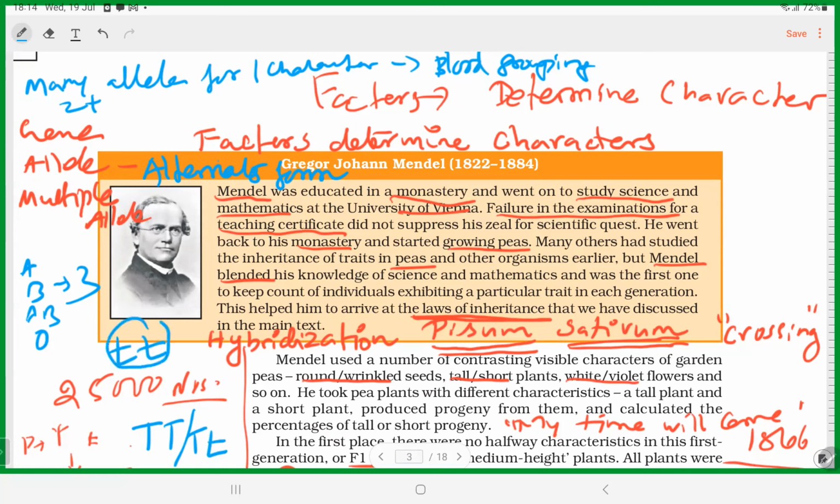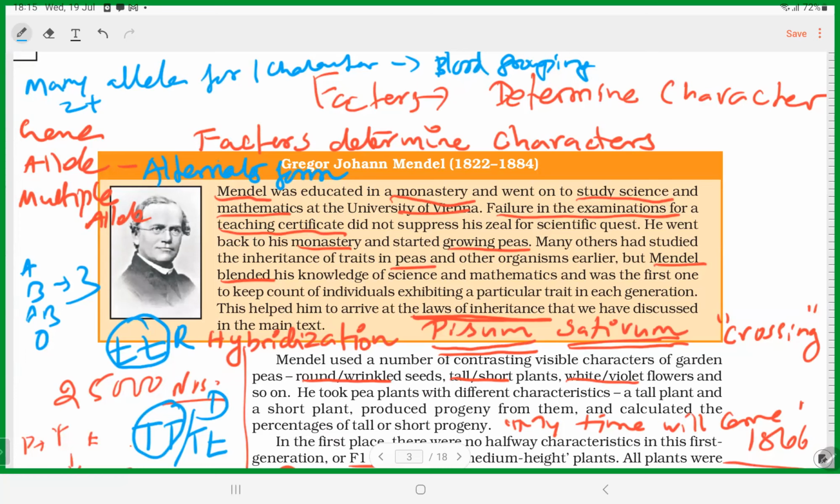Homozygous. Dominant or recessive? Recessive. Very good. So this is homozygous dominant. This is recessive. Recessive dominant. This is heterozygous. Can you understand? So these are all the terms you should understand. So please go through the terms.